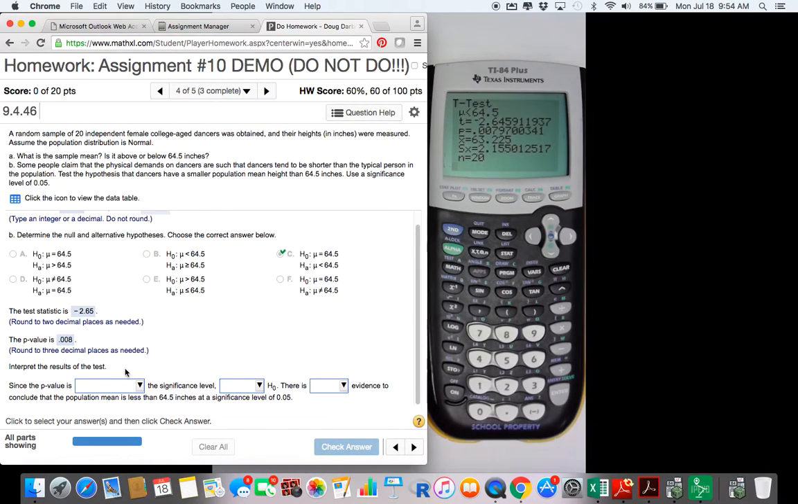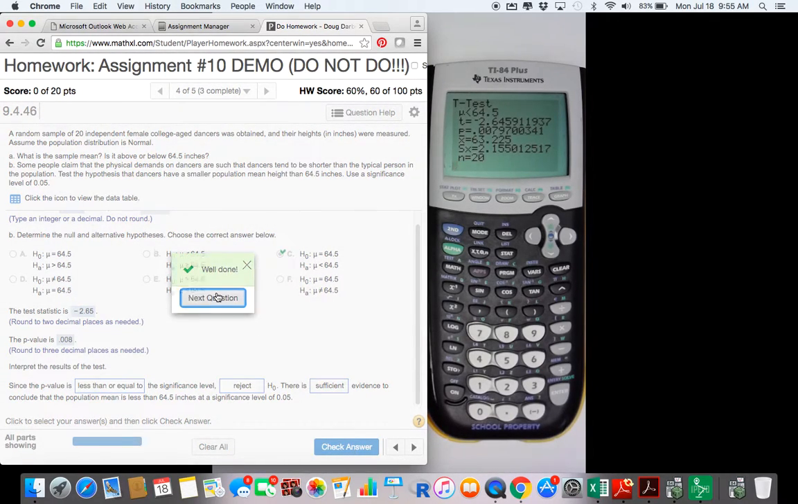And interpret the results. So since the p-value is, we're testing at 0.05, so less than or equal to the significance level, well, we're going to reject H sub O. Therefore, there is sufficient evidence to conclude that the population mean for these dancers is less than 64.5. All right? So cool.